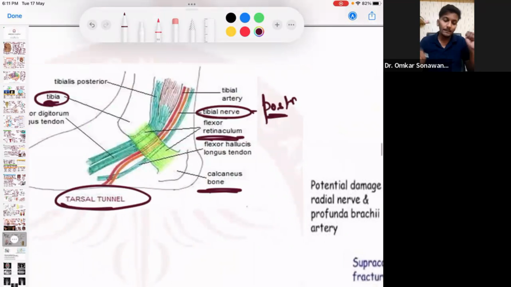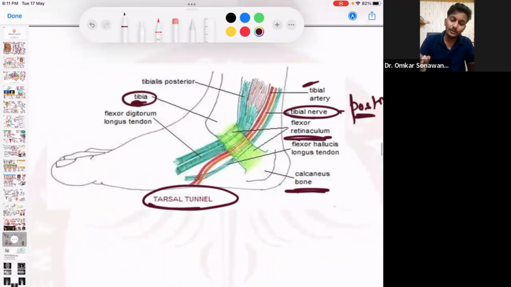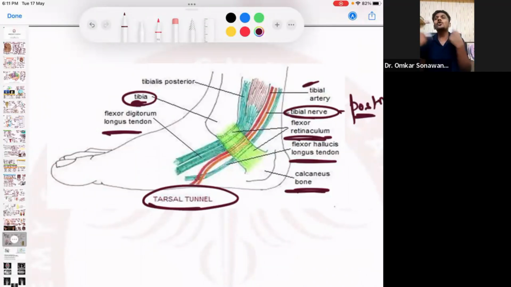Please remember this. Okay. Along with that, which artery passes? Tibial artery. And then tendons also pass. दो tendons pass होते हैं. First is flexor hallucis longus, and second is flexor digitorum longus. So दोनों longest tendon pass होते हैं. अंगूठे के लिए बोलते हैं hallucis, बाकी digits के लिए बोलते हैं digitorum.